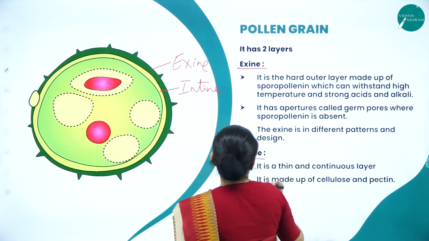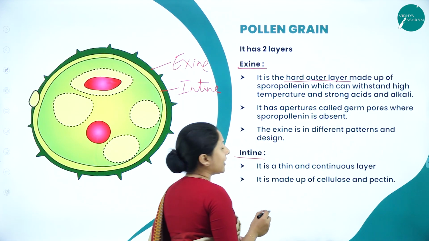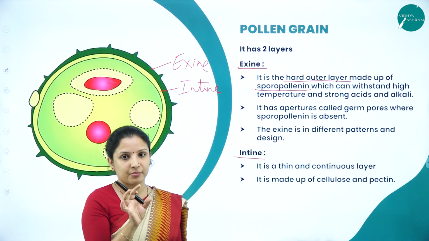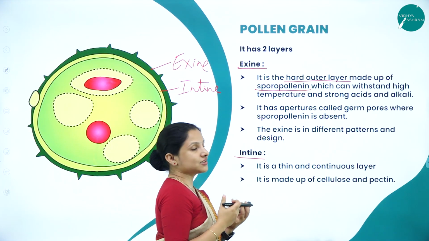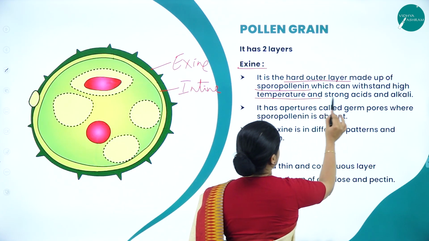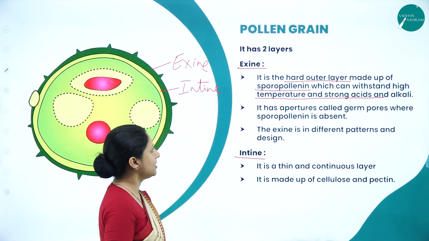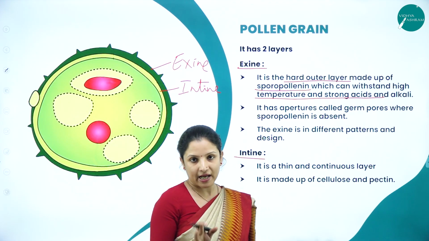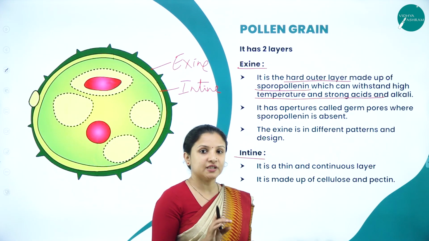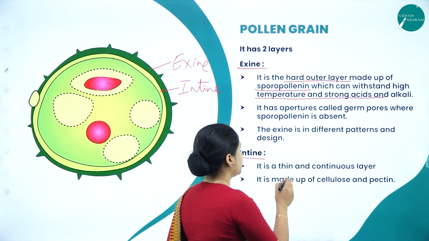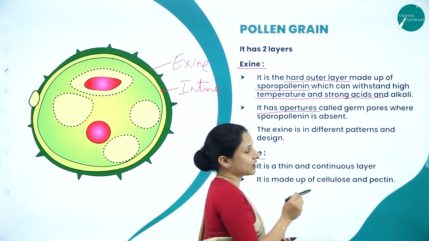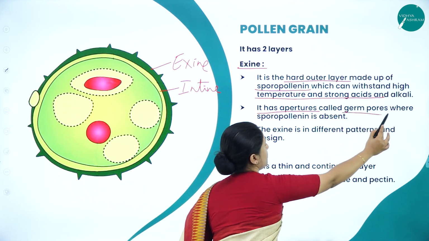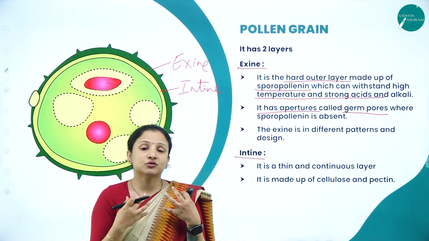Talking about the exine, as I told you, it is the hard outer layer and it is made up of what? It is made up of sporopollenin. Please remember this word sporopollenin in this chapter, it is very important. Sporopollenin can withstand high temperature, strong acids and alkali. Wherever there is sporopollenin on the exine, the germ pores will be absent, and wherever sporopollenin is absent, the germ pores will be present. So the apertures or openings present on the exine, where sporopollenin is not there, are called the germ pores.